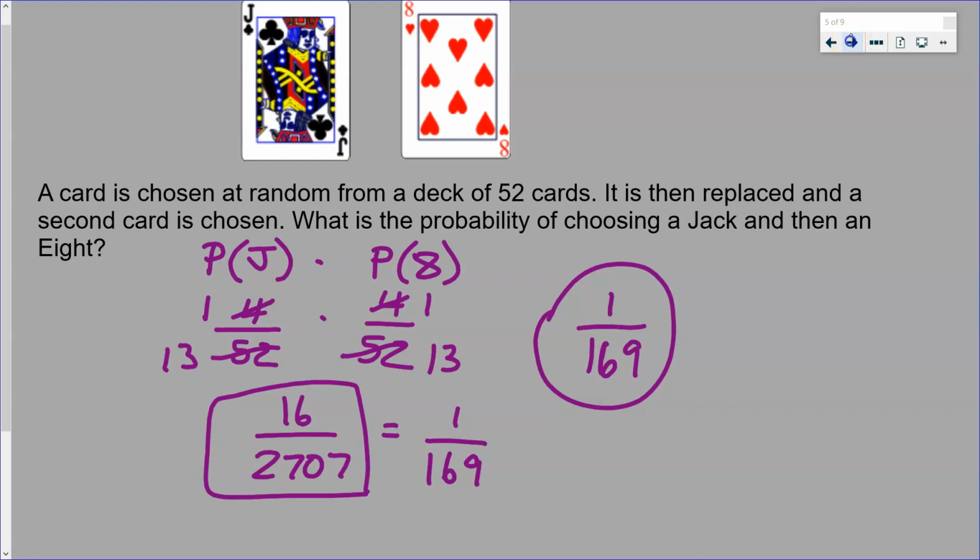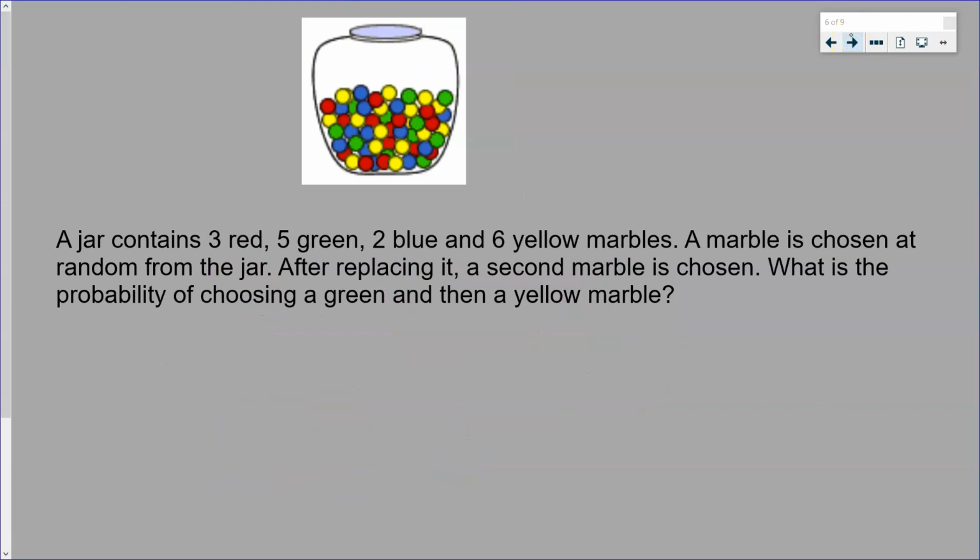Okay, and those are pretty high odds. Let's do the next one here. A jar contains 3 red, 5 green, 2 blue, and 6 yellow marbles. My picture isn't actually these numbers. A marble is chosen at random from the jar. After replacing it, a second marble is chosen. What's the probability of choosing a green and then a yellow marble?